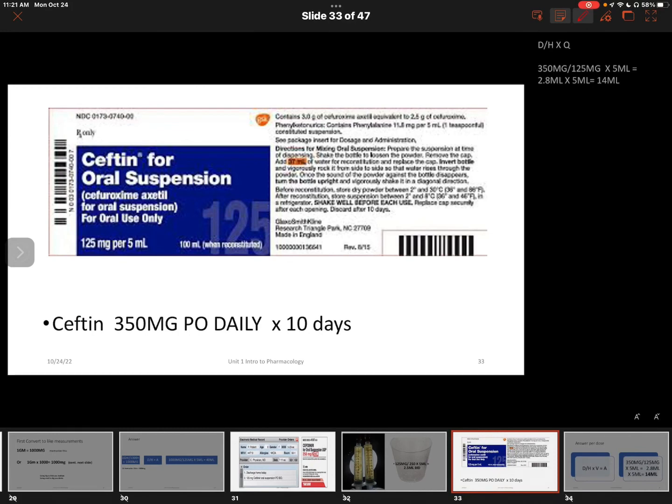Here we have Suprax for oral suspension, 125 milligrams per 5 milliliter. What is ordered is that patient is to receive 350 milligrams of the Suprax, PO daily, for 10 days. What formula would you use to set up this problem?